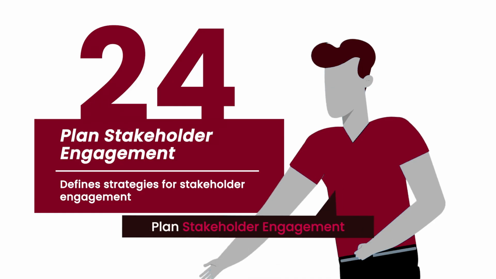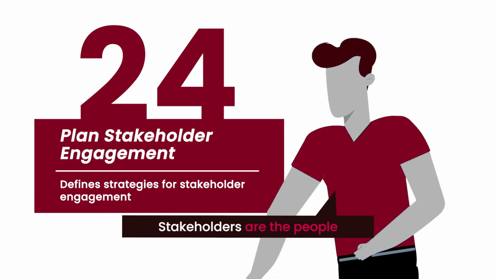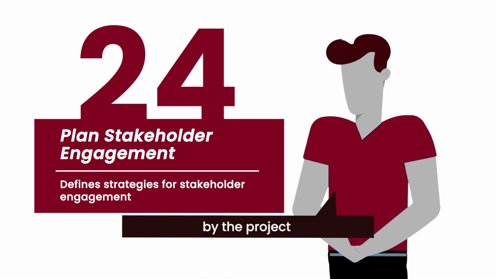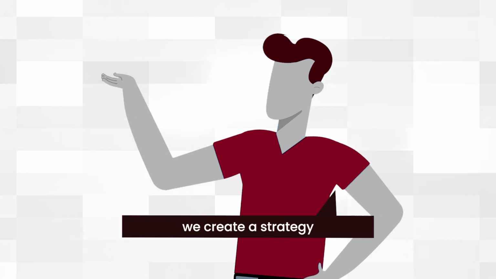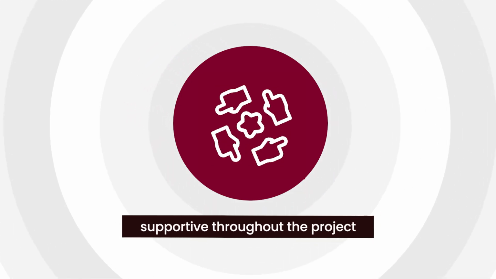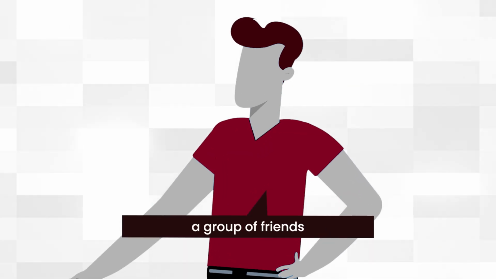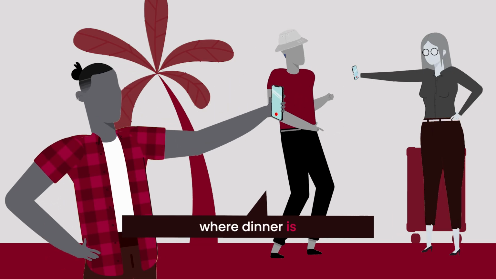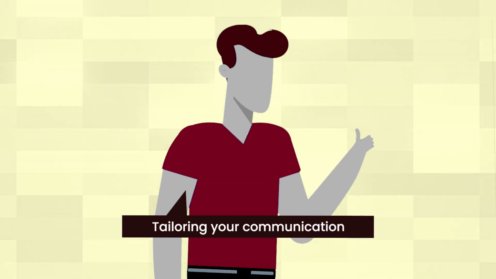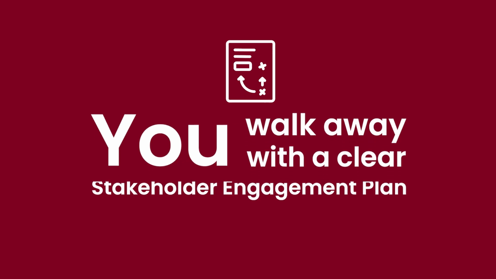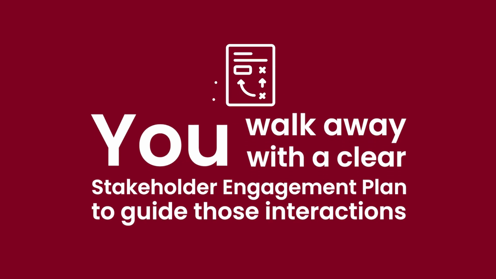And finally, plan stakeholder engagement. Stakeholders are the people who influence or are affected by the project. In this step, we create a strategy to keep them informed, involved, and hopefully supportive throughout the project. Think of traveling with a group of friends. Some want updates every hour, others just want to know where dinner is. Tailoring your communication makes everyone happier. You walk away with a clear stakeholder engagement plan to guide those interactions.